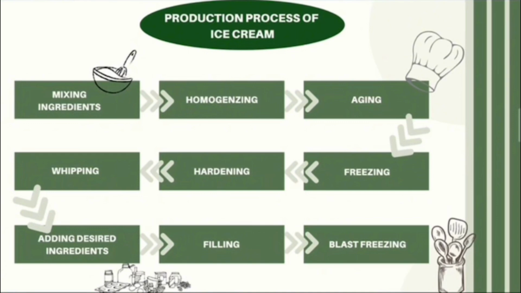And whipping is where rotating blades inside a barrel whip the mixture to incorporate air, which gives the ice cream its lightness. And adding desired ingredients, like fruits, nuts and other ingredients, can be added. And filling, the ice cream is filled into containers. And the last one is blast freezing. The ice cream is placed in a blast freezer at negative 0 to negative 15 Celsius to freeze the remaining water.